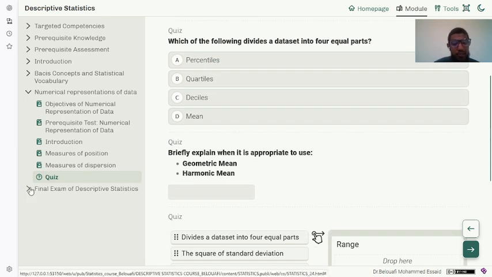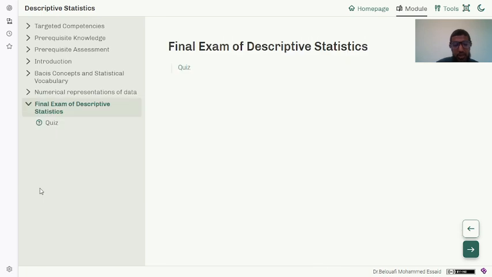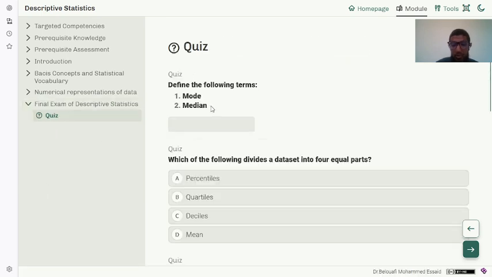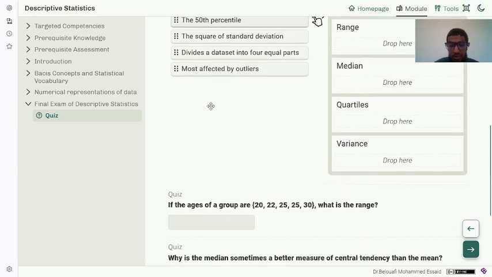Finally, we have the final exam of this course. It contains some quizzes, some exercises to evaluate the students.